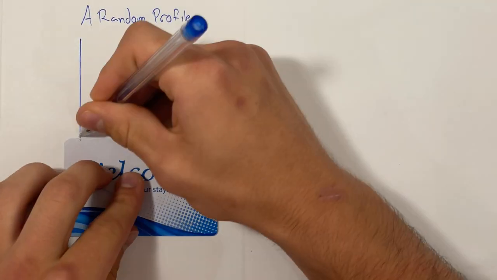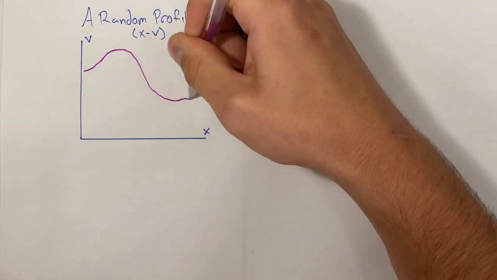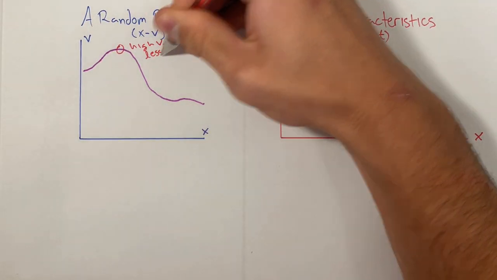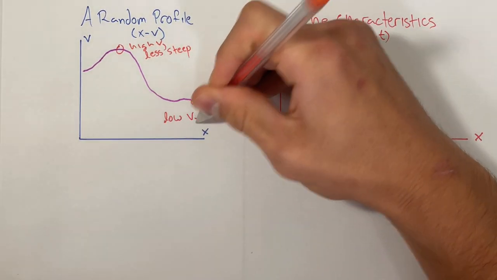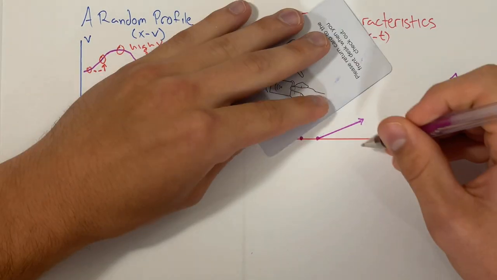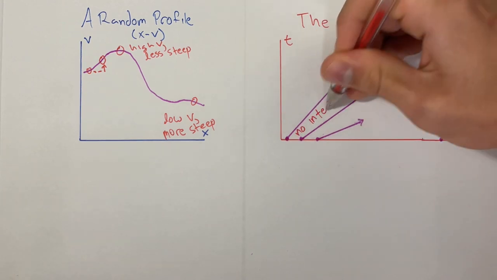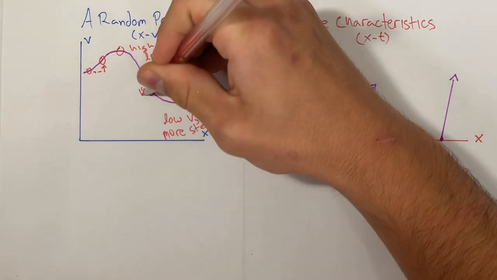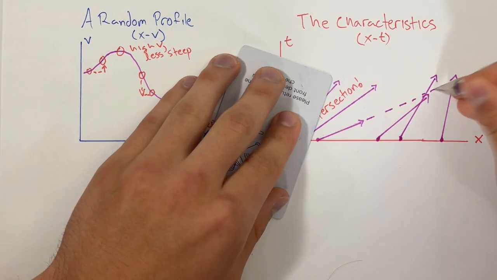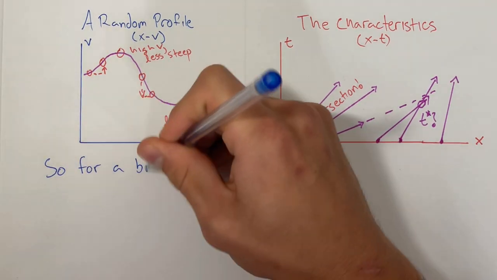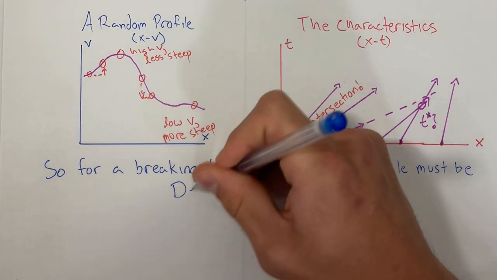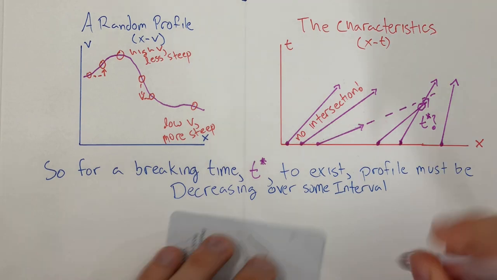Let's assume that we have some random initial profile that varies smoothly. It might look something like this. We remember that higher initial velocities radiate away faster by giving us less steep lines in the x-t plane. Therefore, if there is a lower initial velocity on the left of a point than on the right of a point, we see that these lines will never intersect for positive times because the velocity on the right outruns the velocity on the left. Similarly, if there is a decreasing gradient in the velocity profile, then points on the left will eventually catch up to points on the right. So we immediately see that for a breaking time to exist, the velocity profile must have some point where it is decreasing. Otherwise, the whole profile would just outrun itself.